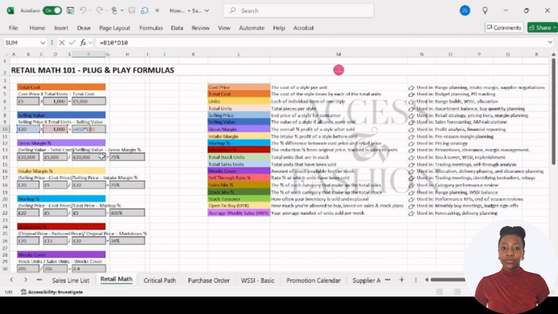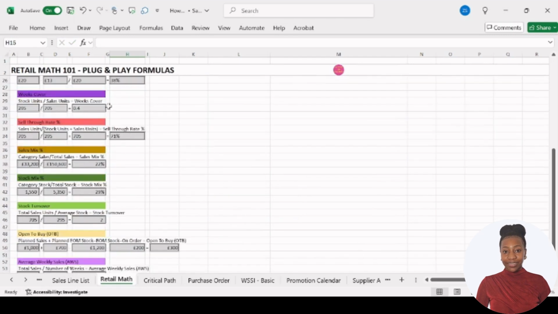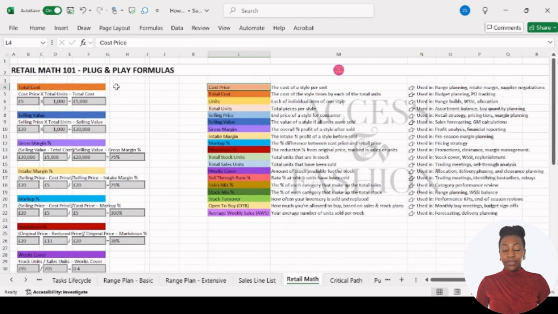You can see all of the fun formulas here that are explained, and what I'll do here is just take you through it. So I guess let's start from the top, right? So what we'll start with is your total cost. And your total cost is how much a style is going to cost for all of the units you're going to buy, not just the cost price per unit.